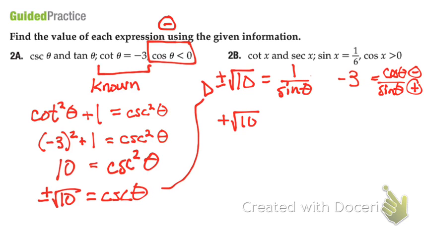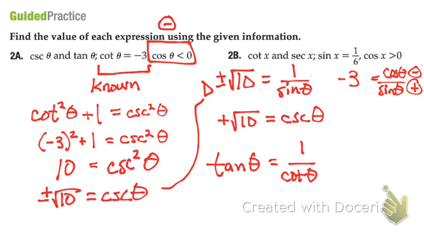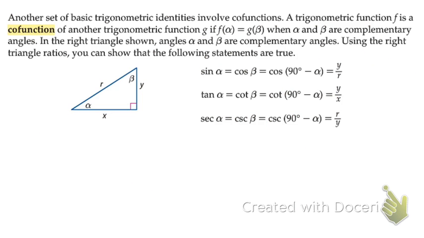So what we get here is that the positive one is the one that we take, and that's equal to cosecant. And then if we're looking for tangent, we use the fact that it's the reciprocal of cotangent, so we get 1 over -3, and we get -1/3.